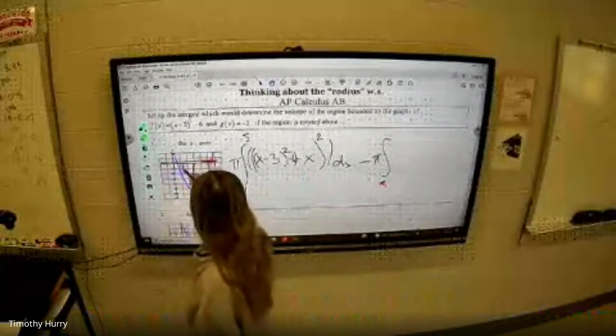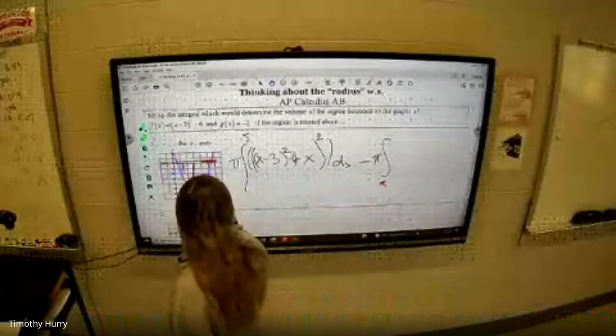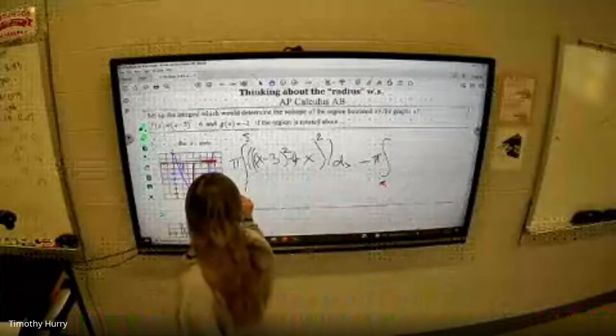Wait, so this is your little r, and that's your big R. Do you have the right big R in there? No. What should it be? It should be the.